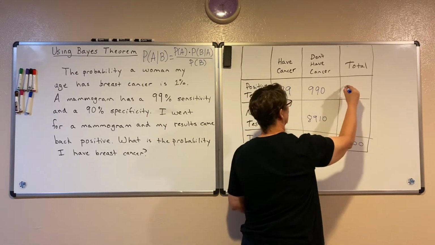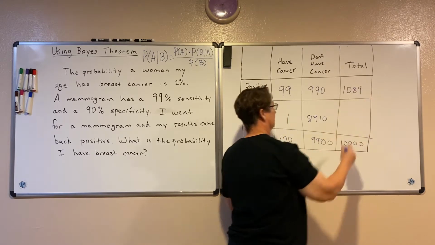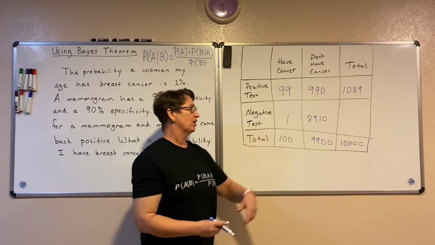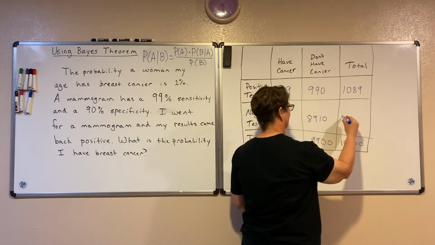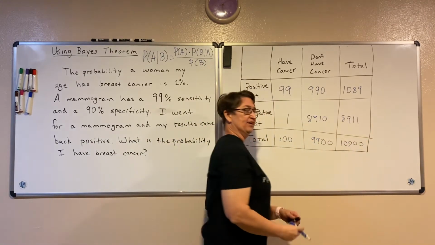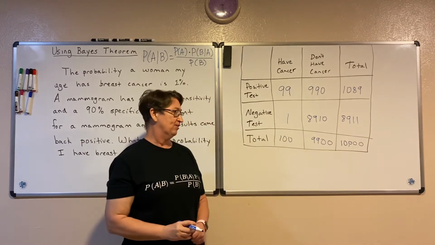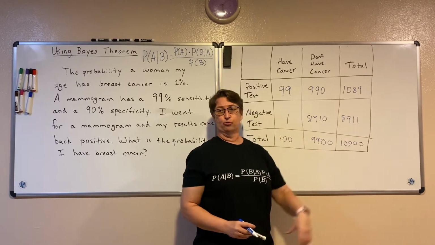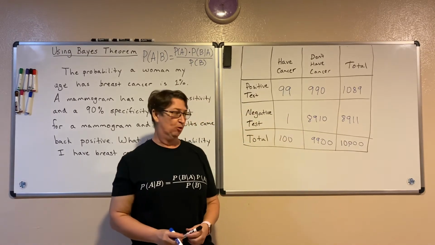So the total number of women that walk away with a positive test is 1,089. Add across this way, and the total number of women that walk away with a negative test is 8,911. And my table should add up in all directions when I create that two-way table.